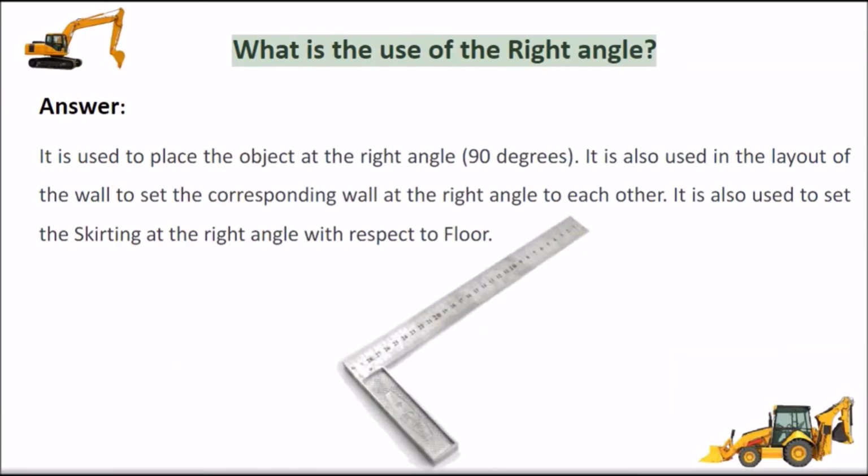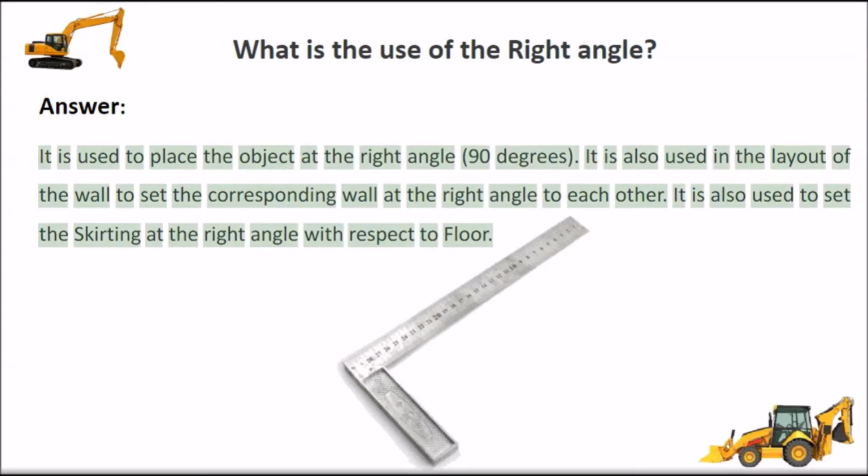What is the use of the right angle? Answer. It is used to place an object at a right angle, 90 degrees. It is also used in the layout of walls to set the corresponding wall at a right angle to each other. It is also used to set the skirting at a right angle with respect to the floor.